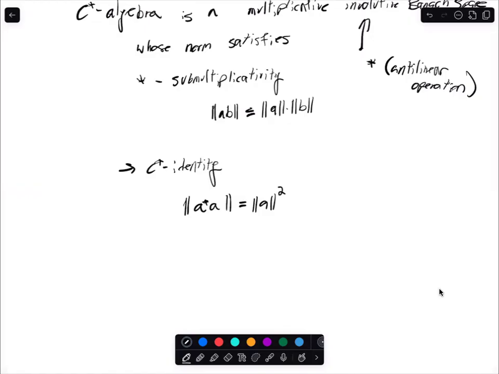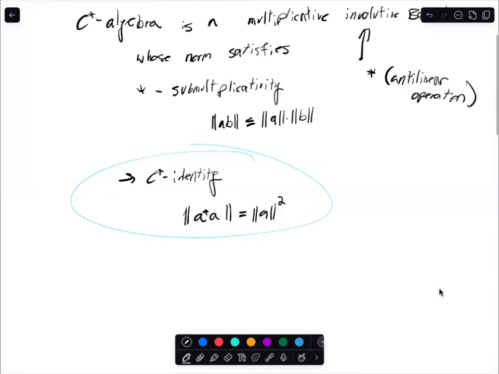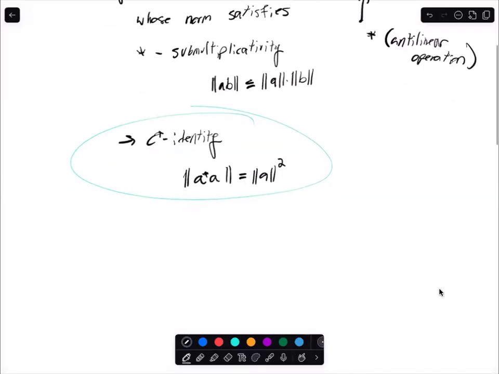We're going to see time and time again, especially in this lecture, that a lot of special things follow from this identity, which really distinguishes it from other Banach algebras. So one thing that comes immediately from this is that this involution, this antilinear operation that we were talking about, is actually an isometry. This implies that the adjoint is an isometry.